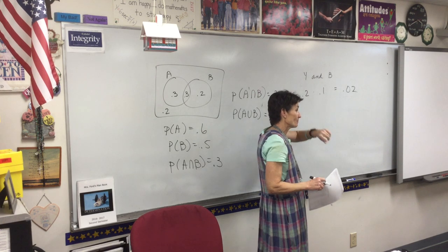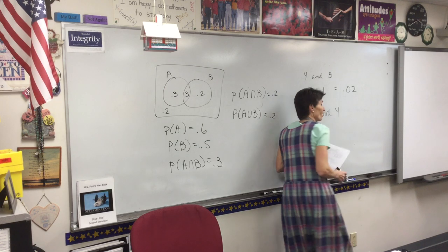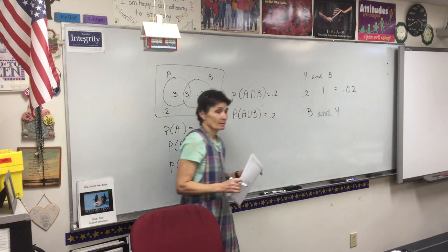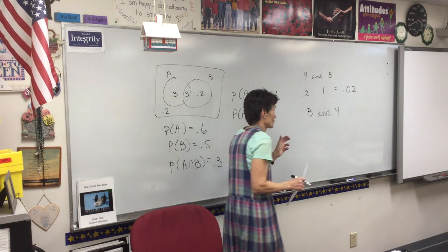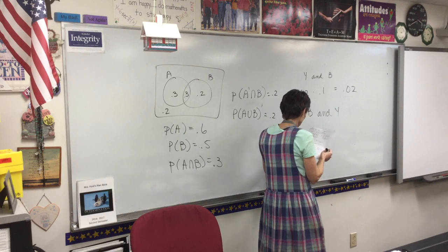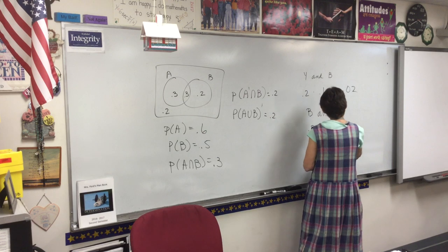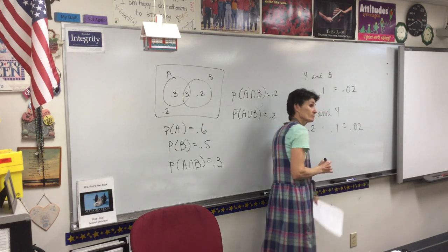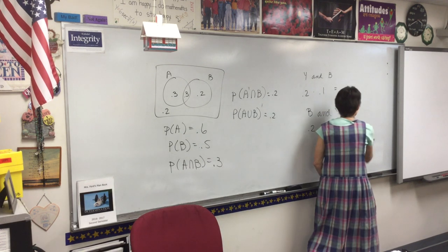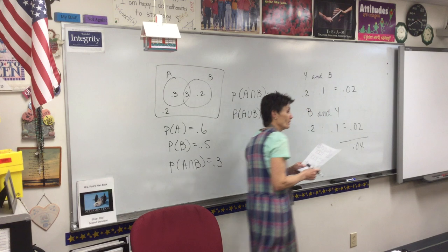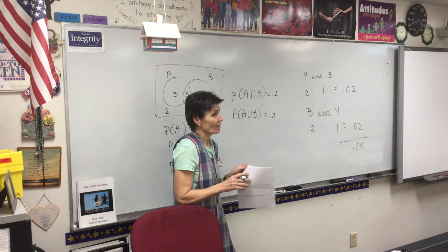But you're not done. We're not done, because it could be blue and yellow, right? It just says one of each, so we don't know who came first, so we have to do both ways. So blue and yellow is also 0.02. Sometimes those are different. And the answer then to the problem is? 0.04. Anybody have a question about that?